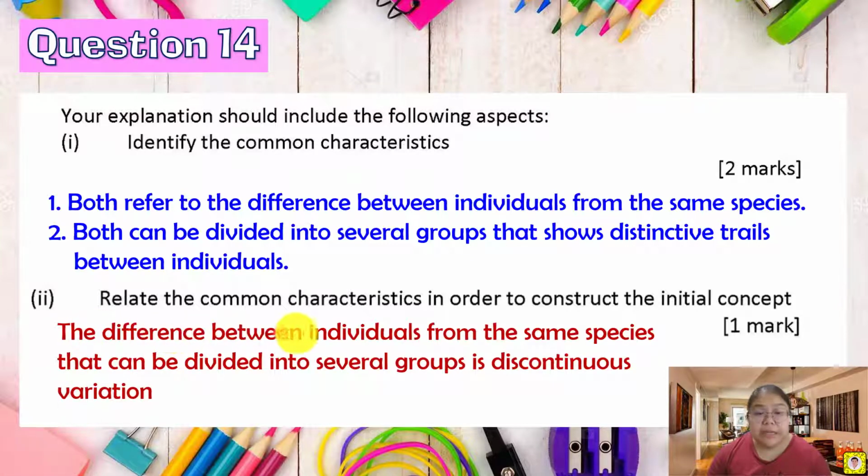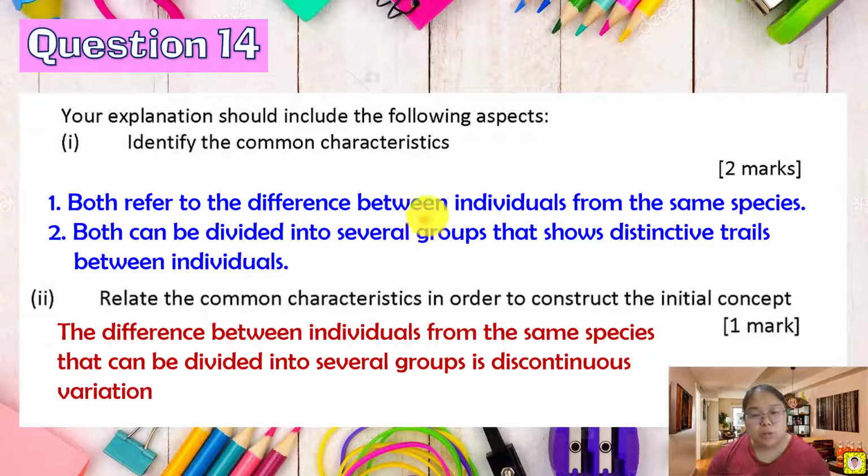Okay, the difference between the individuals from the same species. So that means you copy here. Then you just put the word "that can be divided". So continue here, that can be divided into several groups. Then you stop. Then you continue with the word "is discontinuous variation". So when you see the word initial concept, you need to answer like this.